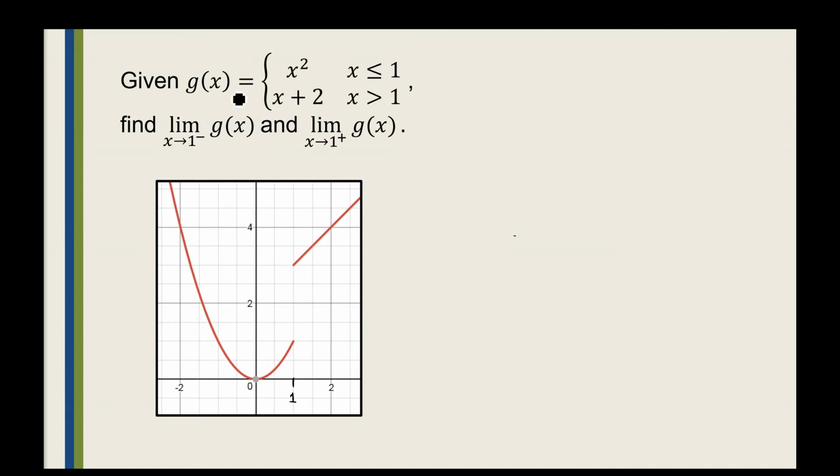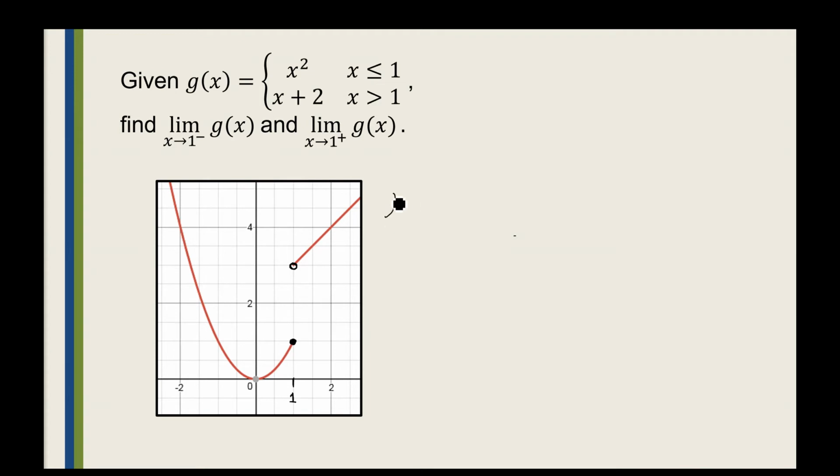Now, since g of x is defined to be x squared when x is less than or equal to 1, that means I'm going to put a closed circle here, because when x is equal to 1, the graph is defined to be x squared. Now the function is defined to be x plus 2 when x is greater than 1, strictly greater. So I'm going to put an open circle here at 1. Then for all values greater than 1, the graph looks like the graph of x plus 2.